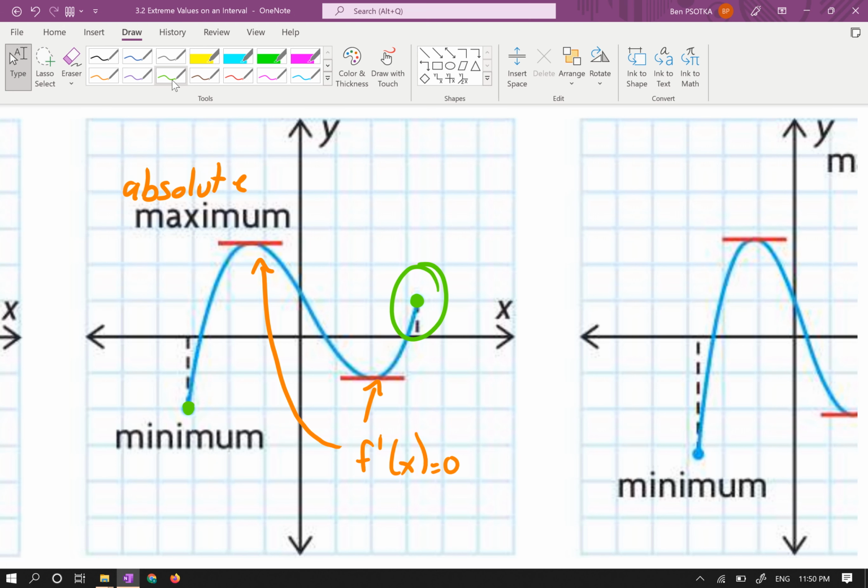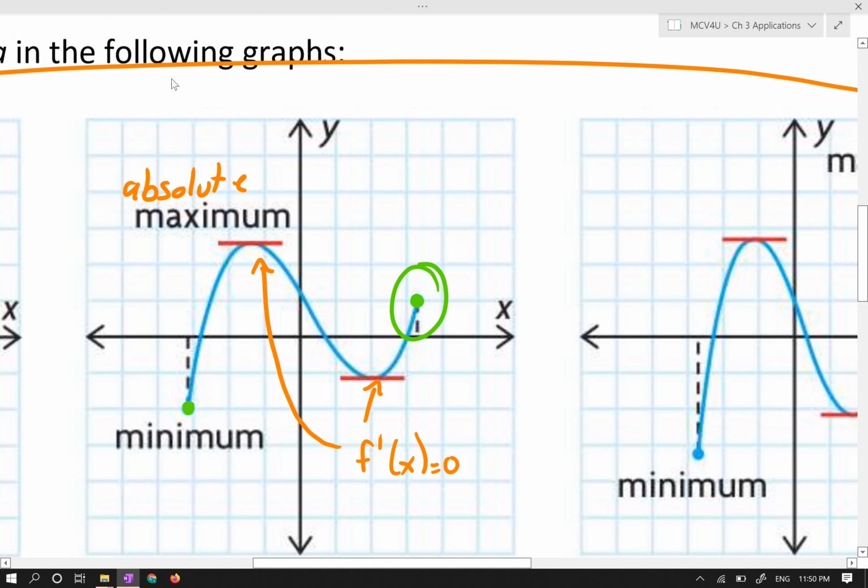Okay, now let's check our endpoints compared to the local minimum. Well, I can see here my two endpoints circled in green, one of them over here on the left is less than the local minimum I have there. That means that the absolute minimum that I'm working with is not a local minimum along the graph. Okay, that means it is not where the slope is approaching 0.